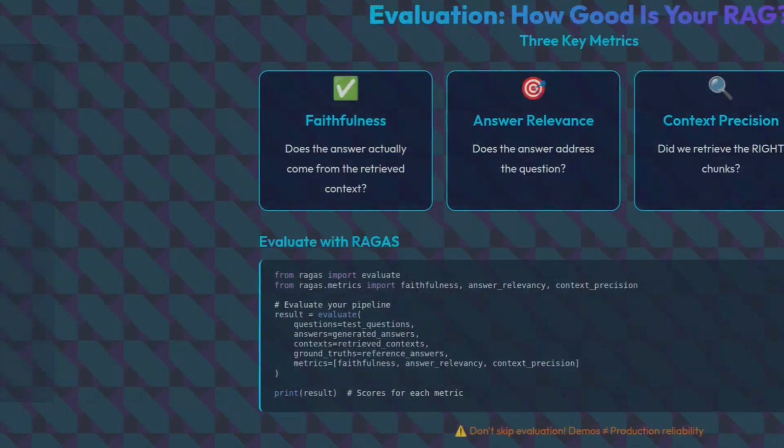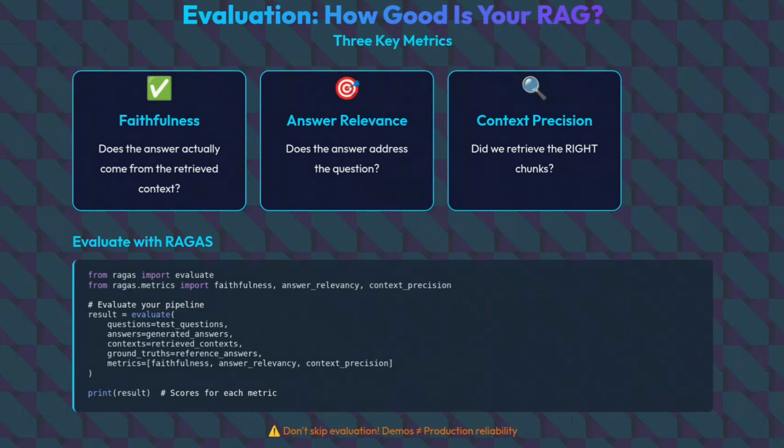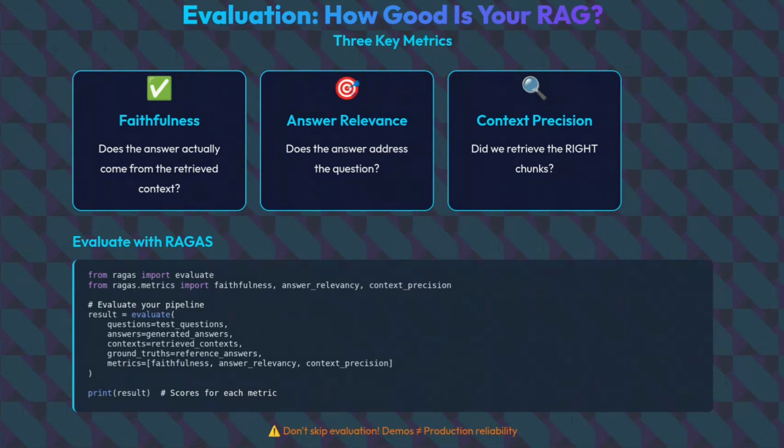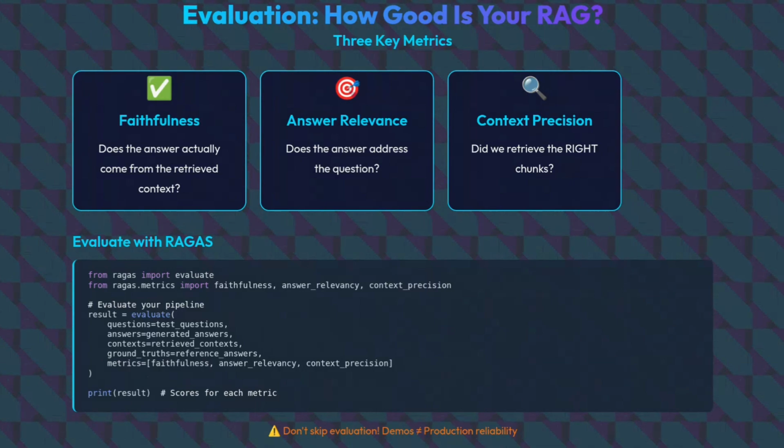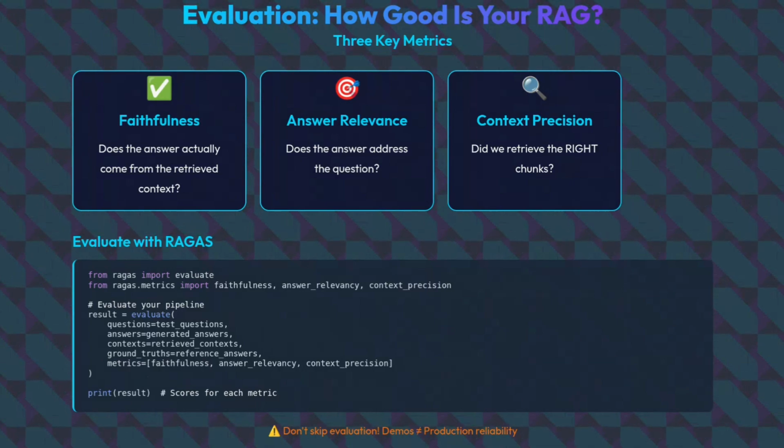Now here's something most tutorials skip: evaluation. How do you know your RAG pipeline is actually good? There are 3 key metrics. Faithfulness, does the answer actually come from the retrieved context? Answer relevance, does the answer actually address the question? And context precision, did we retrieve the right chunks?